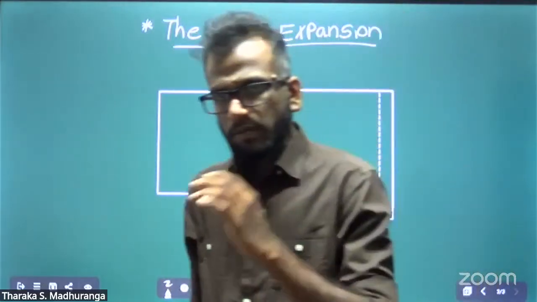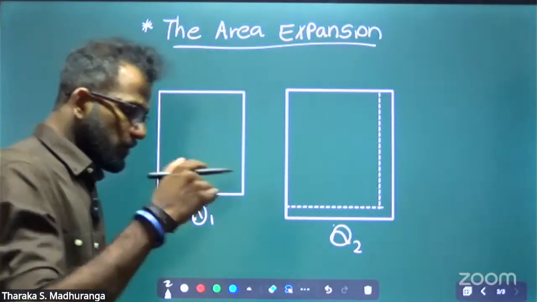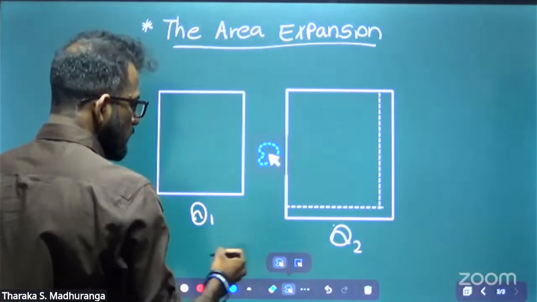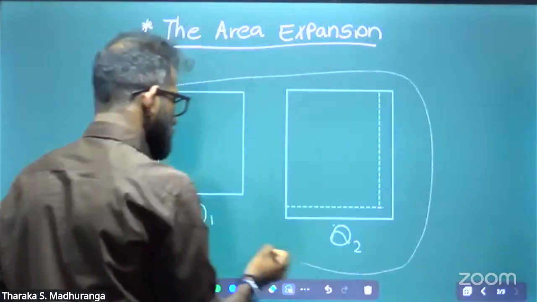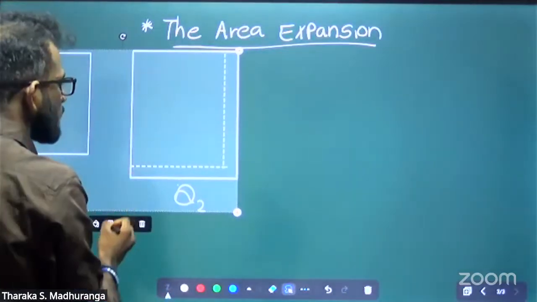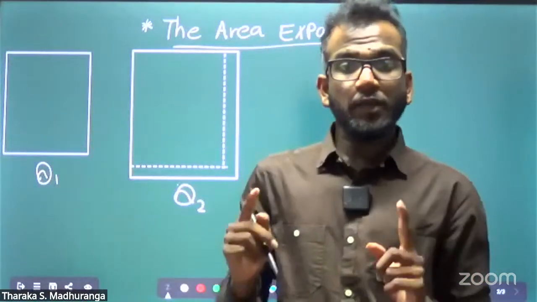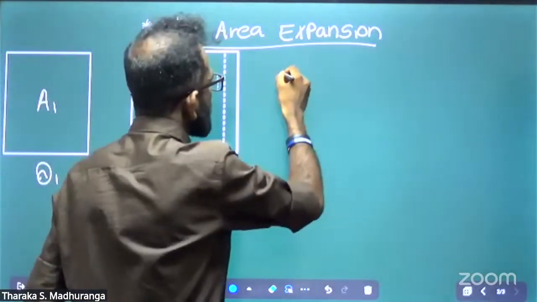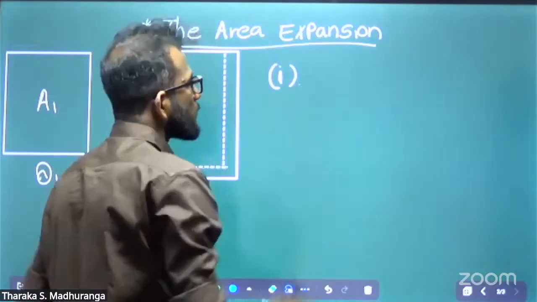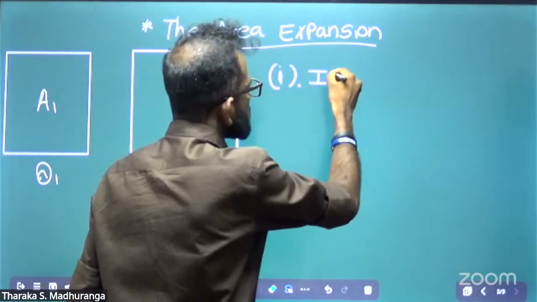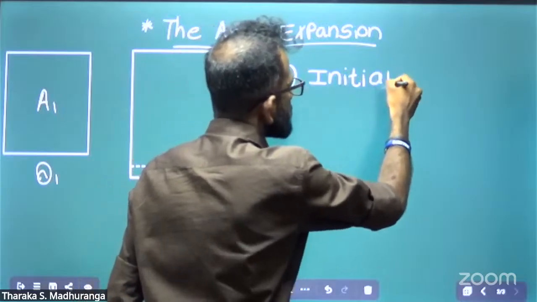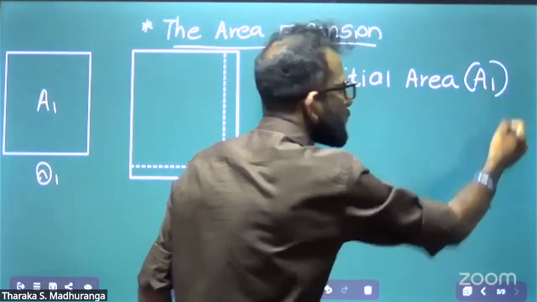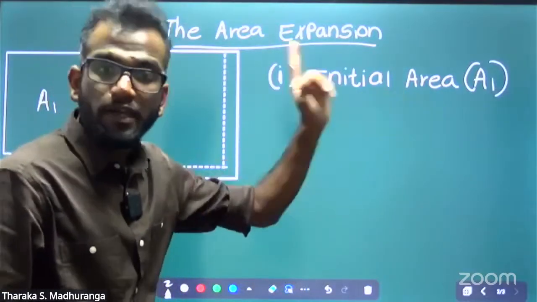When we increase the temperature, the area of any object increases in two dimensions, and that we call area expansion. There are three main factors affecting area expansion. The first factor is the initial area. The symbol is A1, just as the initial length is L1. This is A1, area 1.